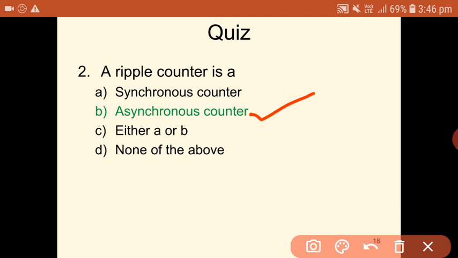The first flip flop will be applied the clock input with the external clock pulse, and the clock input for the subsequent flip flops will be derived from the outputs of previous flip flops. That is the concept involved in an asynchronous counter. So the clock input is not the same for all the flip flops; it is different. That's why a ripple counter comes into the category of asynchronous counter.